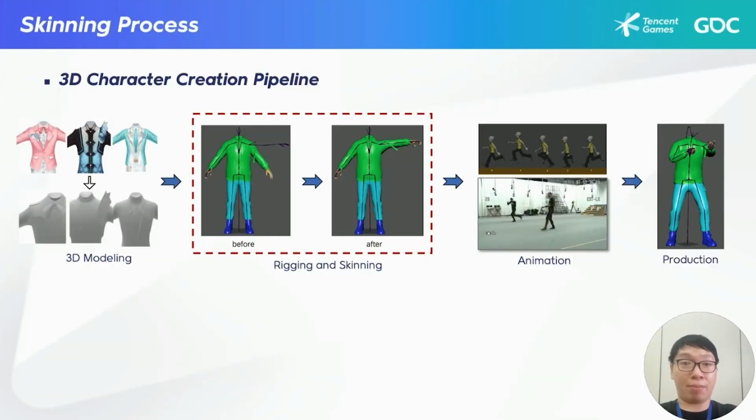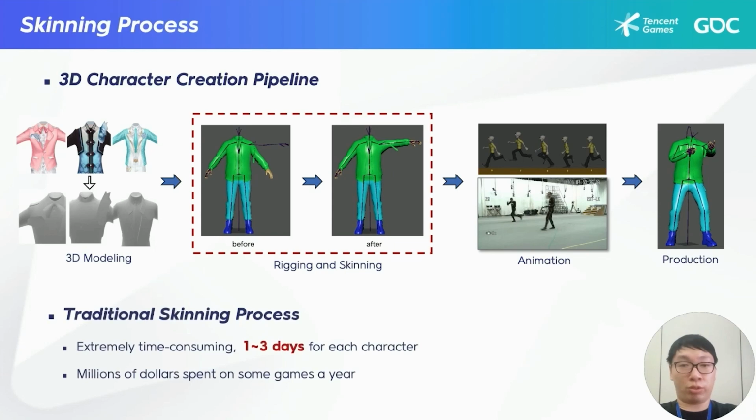There are 3 main steps in the 3D character creation process. During the first step, the modeler creates a 3D model based on the prototype design. In the second step, the animator creates a skeleton for the character and binds the vertices to the joints. Finally, the third step is animation production, where the animator creates animations for the character. However, the traditional skinning process is currently done entirely by hand, which is both time-consuming and expensive.